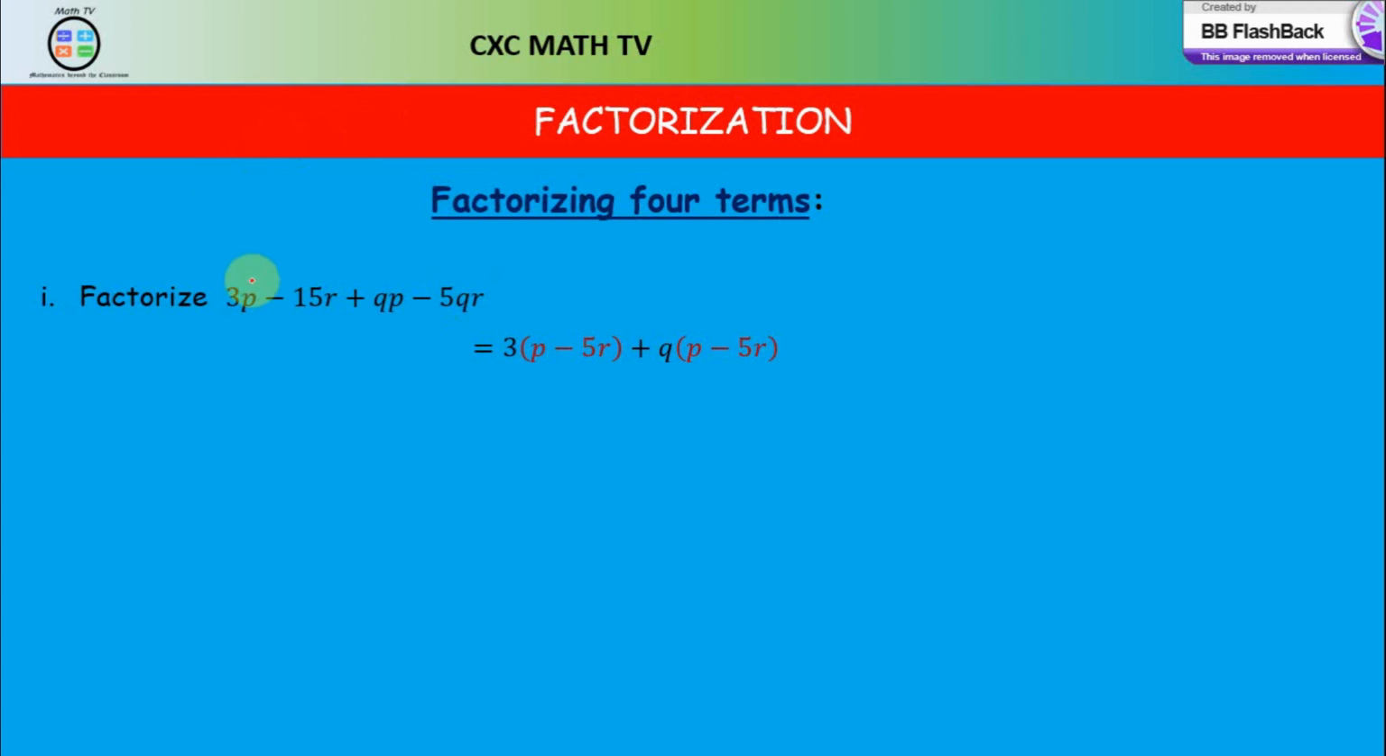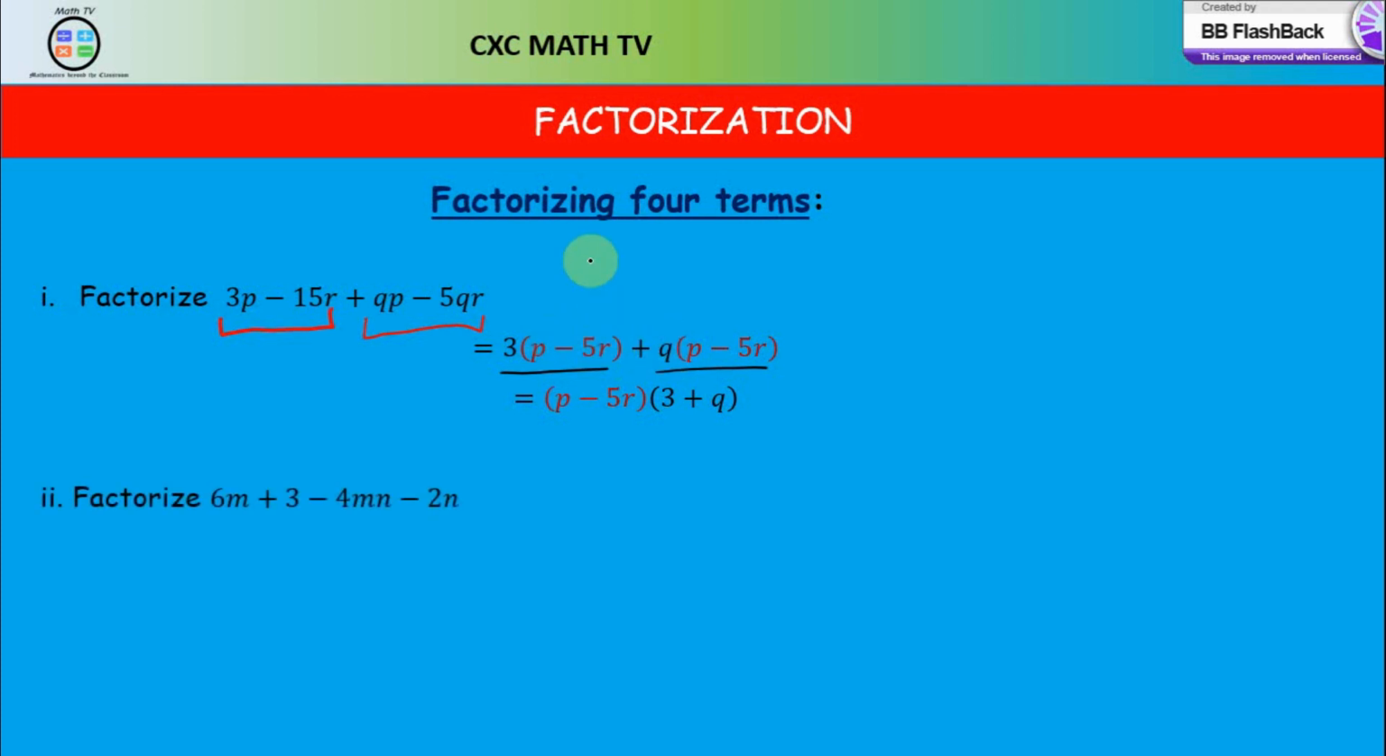Notice for the first 2 terms, they have 3 in common. And for the next 2 terms, they have q in common. So we factor out 3 from the first 2 terms, and we factor out q from the next 2 terms. After which we can factor out what they have in common. Both terms have p minus 5r in common. So we take out p minus 5r and we're left with 3 plus q. That's how we put it in red.